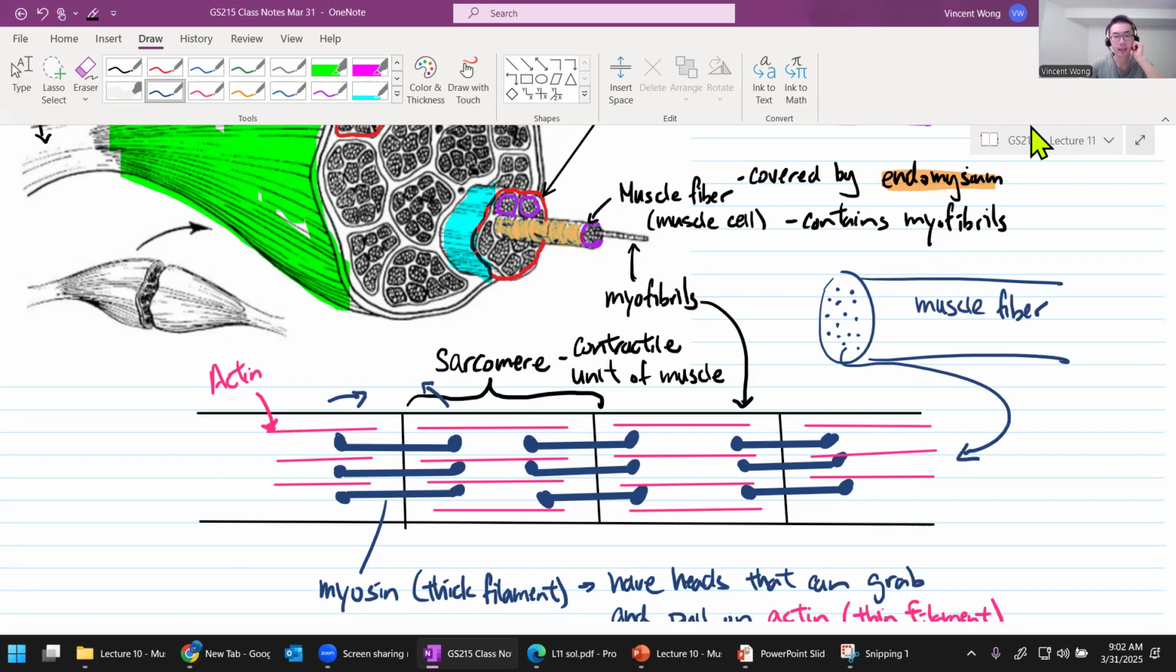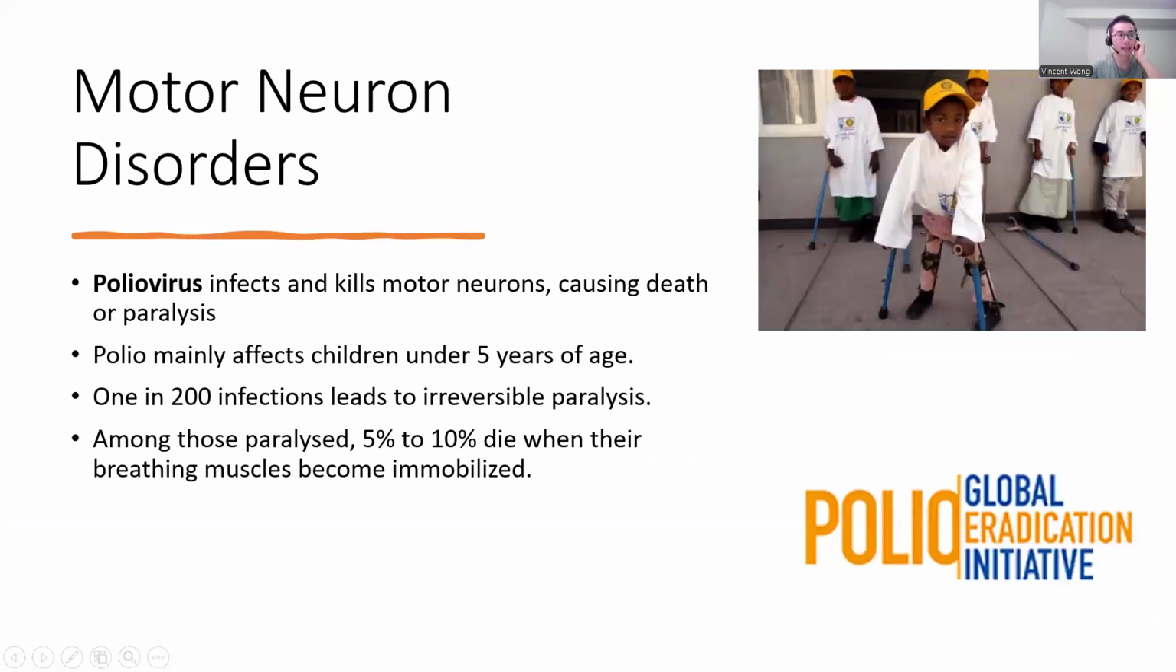Good. And so at worst, it will cause death. And it happens because the motor neurons that are controlling breathing, for example, if those get destroyed by the virus, then you no longer have a connection between the brain and the breathing muscle, and you can't breathe, and that can cause death, right? And in some cases, if it doesn't kill the person, it will cause paralysis.